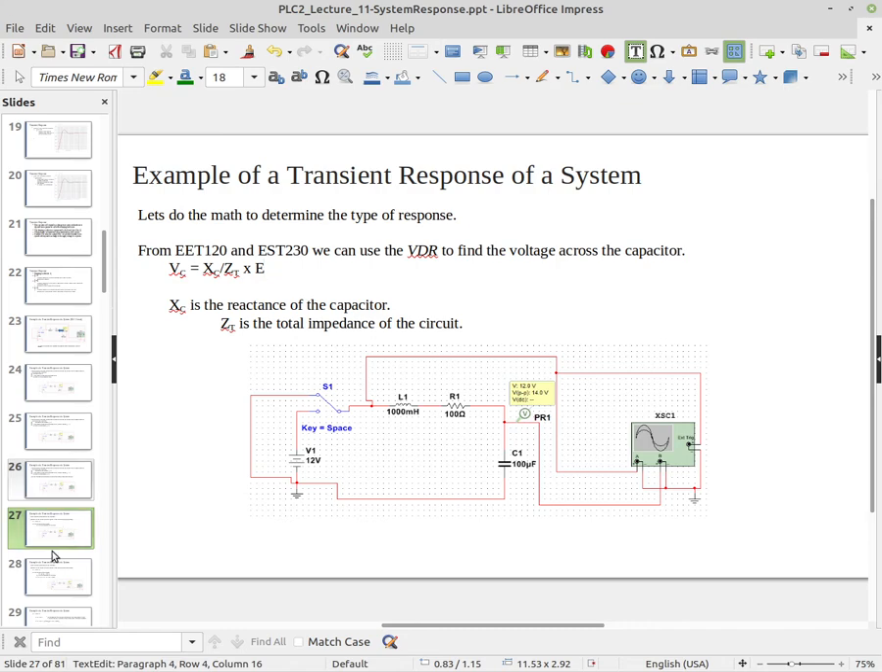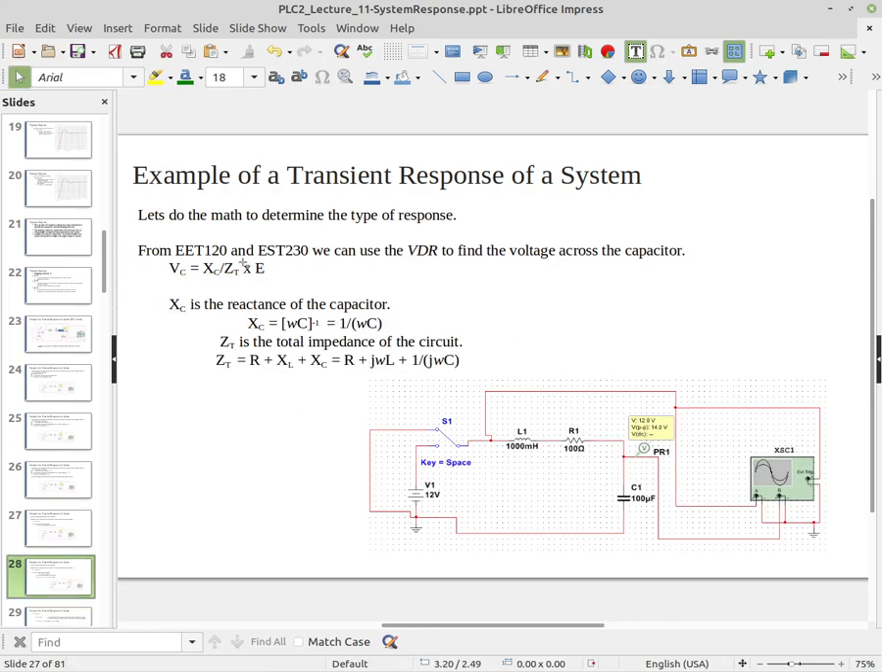So now if you think about the equations for a capacitor, we have 1 over omega C. Now if you don't remember, omega is actually 2 pi times the frequency. Okay, omega is 2 pi times the frequency. And so this 1 over omega C is the impedance of the capacitor. And the impedance of the inductor is j omega L.